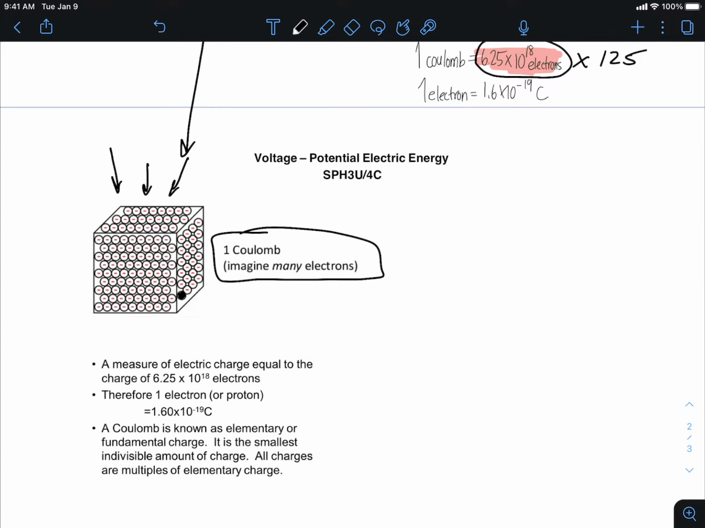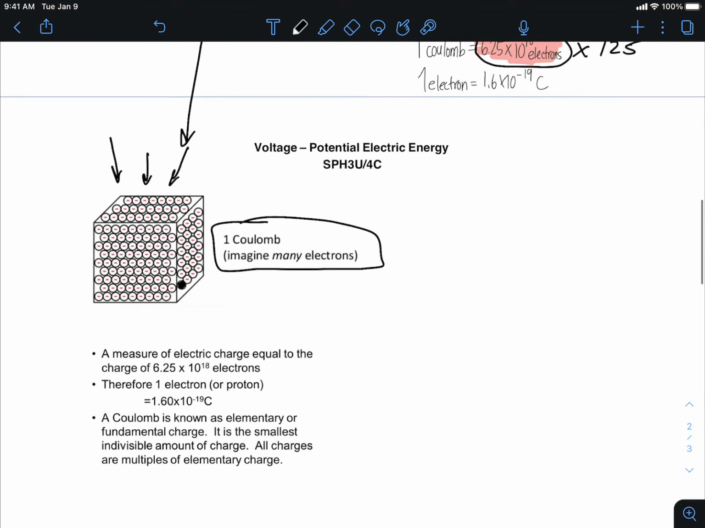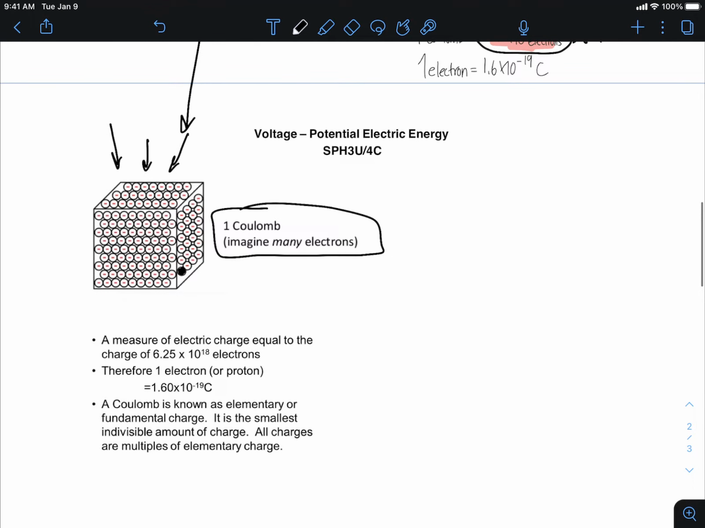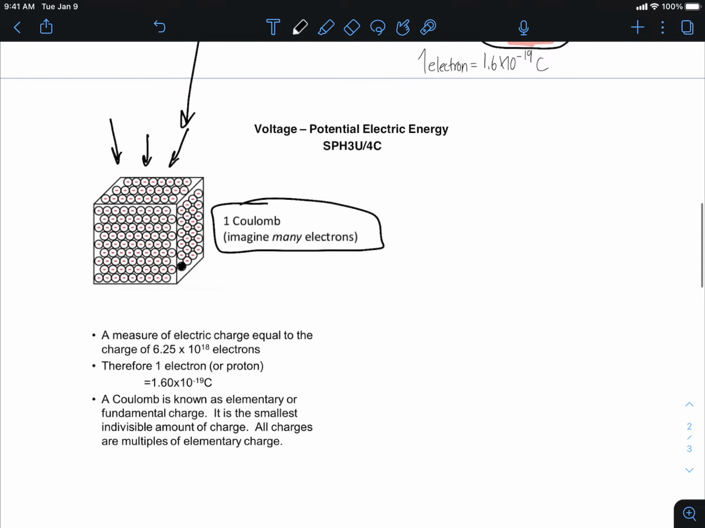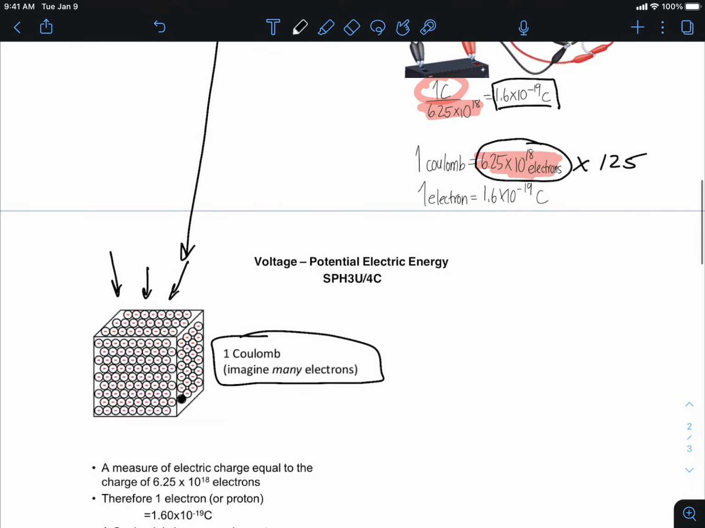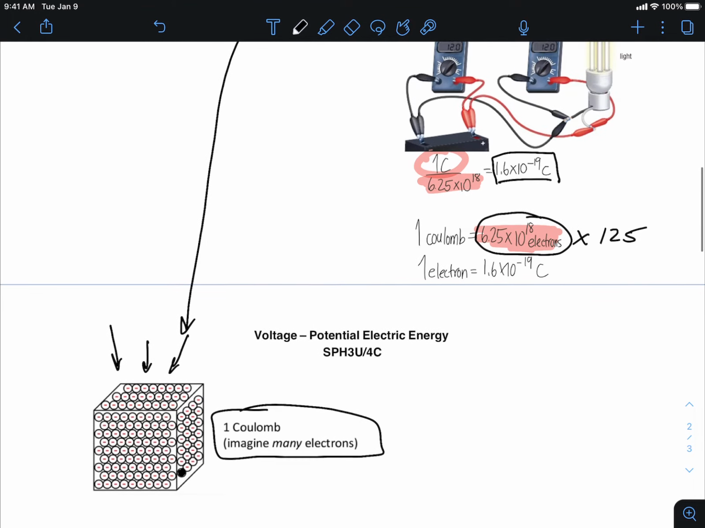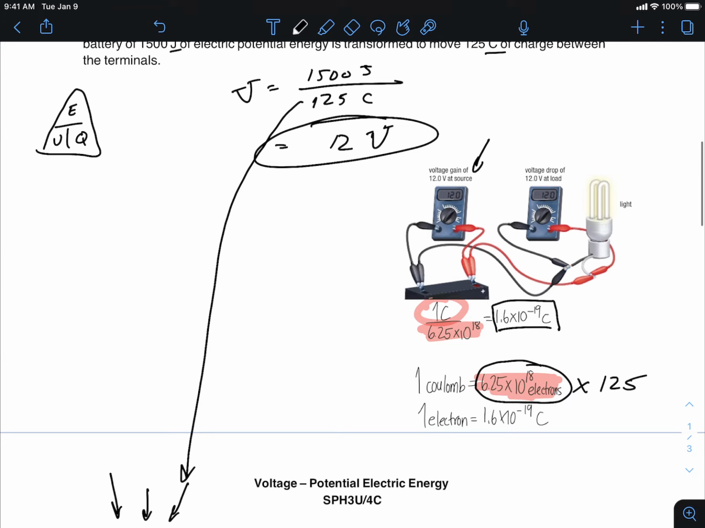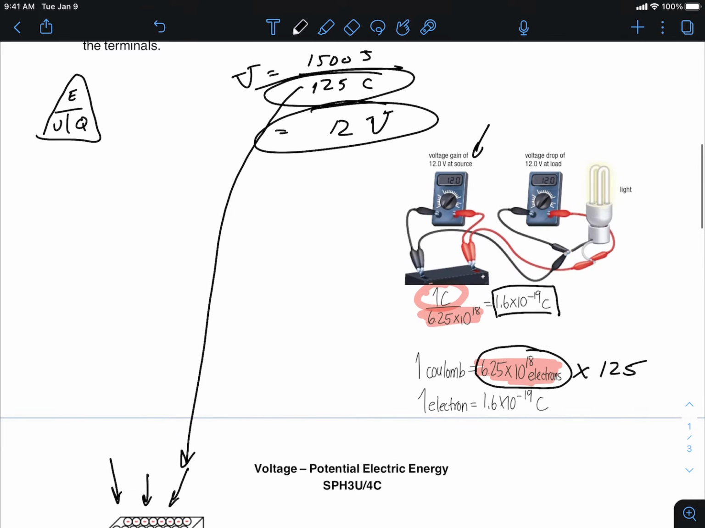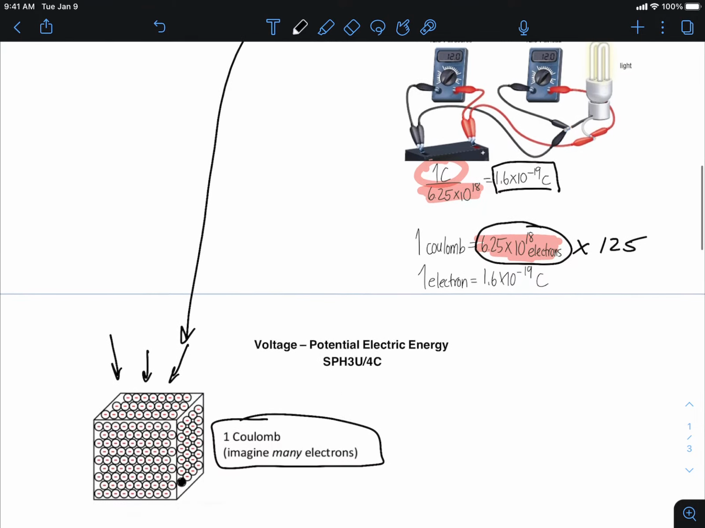Okay, so a Coulomb is like a known elementary or fundamental charge. It's the smallest indivisible amount of charge. All charges are multiples of elementary charges. Which is pretty incredible. You think that's an insane number, right? And then to think I have 125 of those. How many electrons? That's crazy, right?